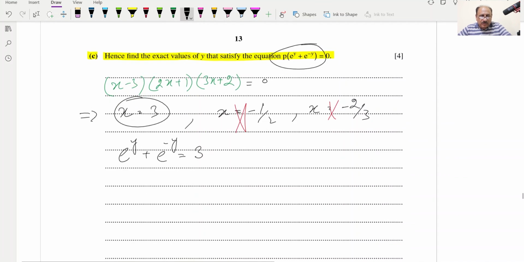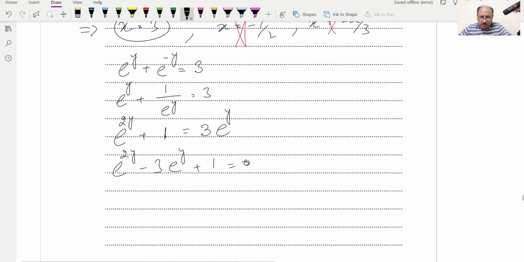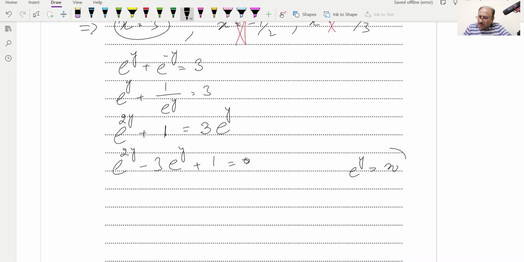Now basically we have to reach the value of y from this equation onward. So how will we reach that? We can rewrite this and multiply the whole equation by e raised to the y to get rid of the denominator. So we'll get e raised to the power y into e raised to y, so it will be e raised to 2y plus 1, because e raised to y will be cancelled with the denominator, and we will get here 3 into e raised to the power y. Now we can shift 3 e raised to y to the other side to form a quadratic equation, in terms of e raised to the power y. So we can put e raised to y is equal to x.